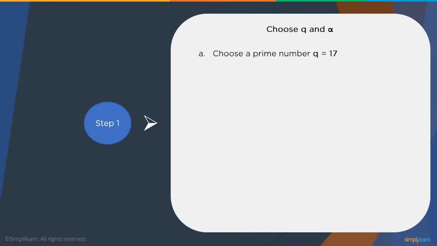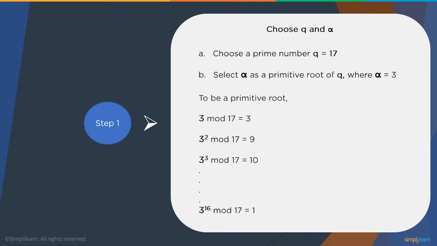So let's say we choose a prime number q to be 17. In choosing alpha, which will be the primitive root of q, we have decided we're going to take alpha as 3. Now to satisfy the condition of the primitive root, we can check that 3 mod 17, which is 3, 3 square mod 17, 9, and all the way up to 3 power 16 mod 17, they all fall below 17. So it satisfies the condition to be a primitive root of the prime number 17.